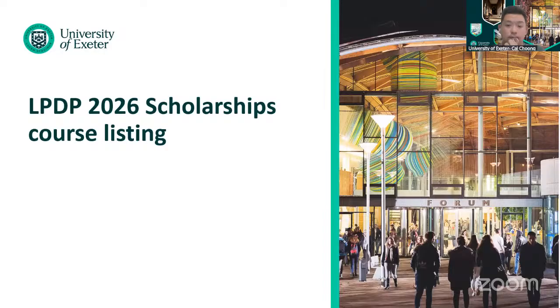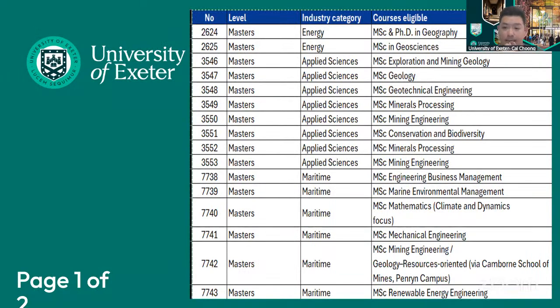And also for the scholarship, just a bit more. This is the current list of scholarships on LPDP that is listed for Exeter. So if you're planning to apply for any of these master's degrees that are listed on the LPDP pages, I've summarized it for you all. These are the master's degrees that we qualify for the LPDP scholarship for 2026.